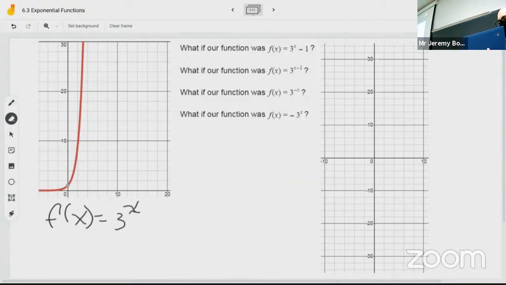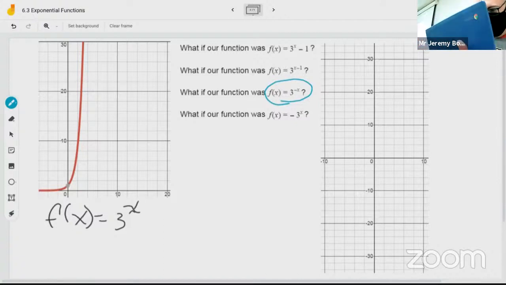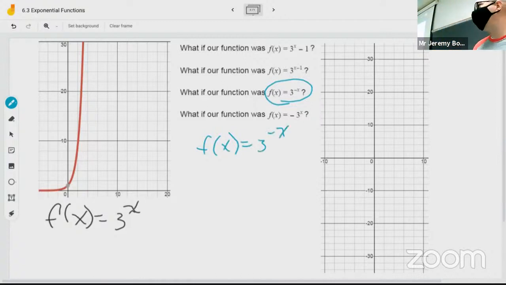What if it was 3 raised to the negative x? What's that? Yes. And why is that? The x is negative. So if I wanted to write this with the x being positive, it would be 1/3 raised to the x, which is a value that's less than 1. This is going to be exponential decay.